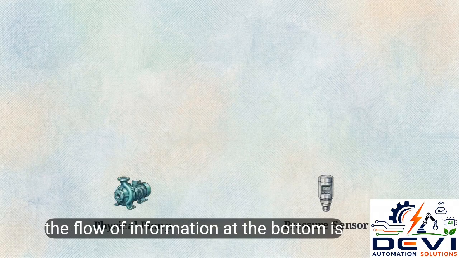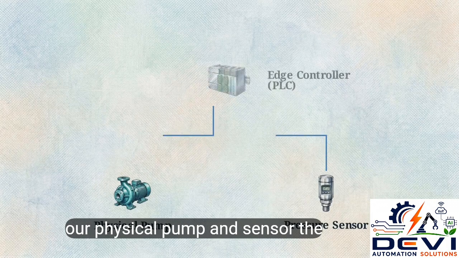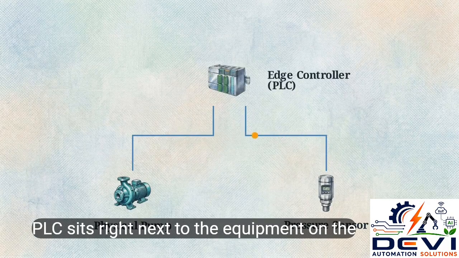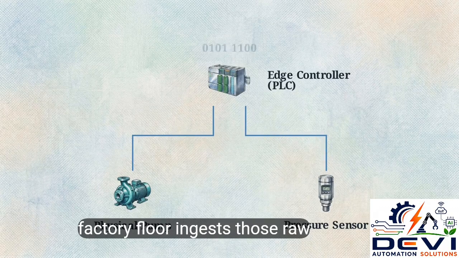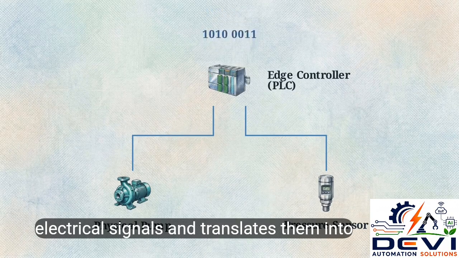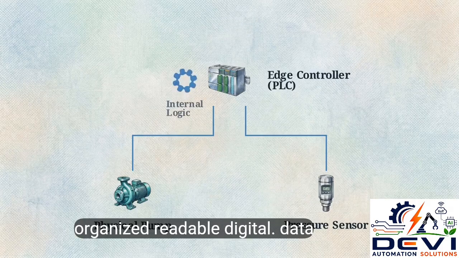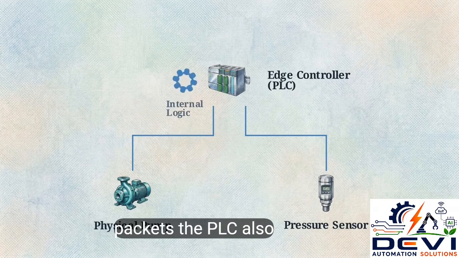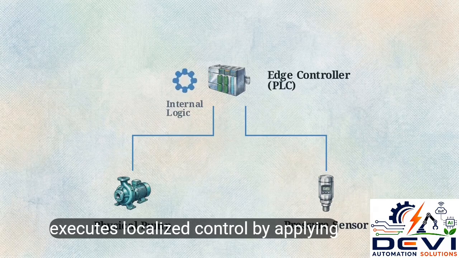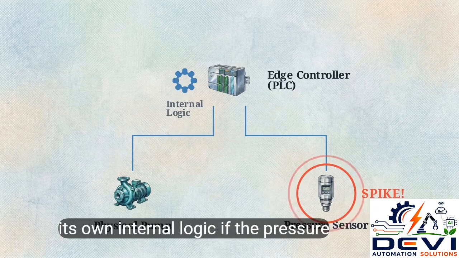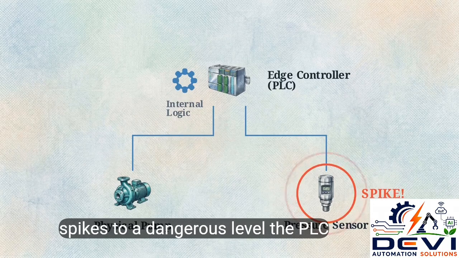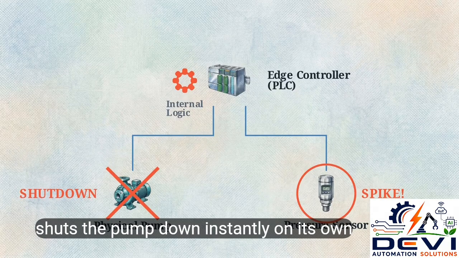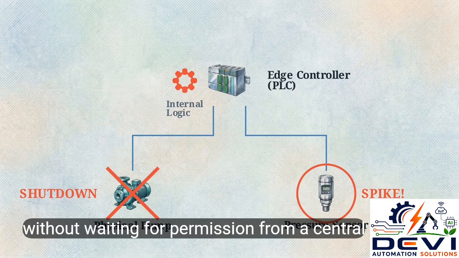This diagram maps the flow of information. At the bottom is our physical pump and sensor. The PLC sits right next to the equipment on the factory floor, ingests those raw electrical signals, and translates them into organized, readable digital data packets. The PLC also executes localized control by applying its own internal logic. If the pressure spikes to a dangerous level, the PLC shuts the pump down instantly on its own, without waiting for permission from a central server.